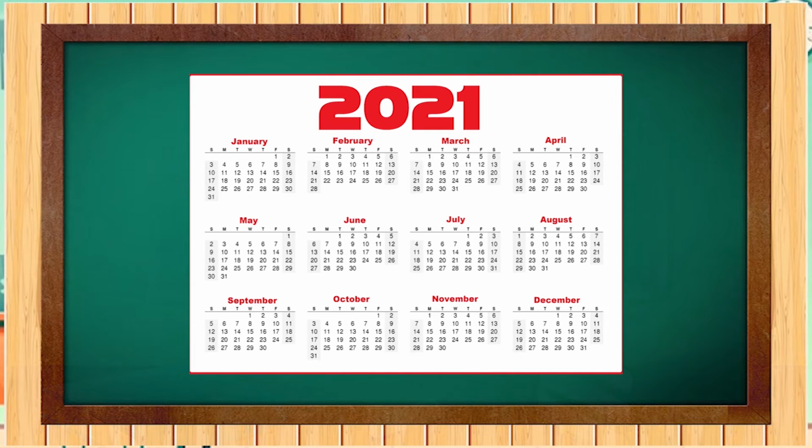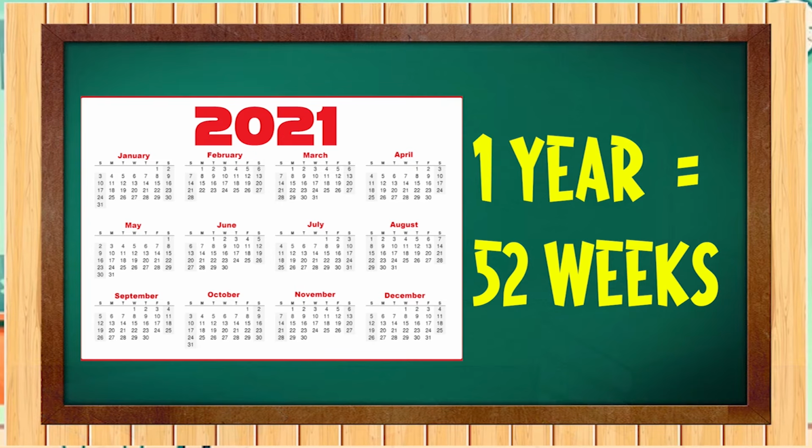So the year begins at January, then we have February, March, April, May, June, July, August, September, October, November, and December, right? Now, 1 year makes 52 weeks, or in other words, 52 weeks makes up 1 year. So if we add each week for each month, it will be a total of 52 weeks that makes a year, right? Now, some of you might wonder how many days make 1 month.